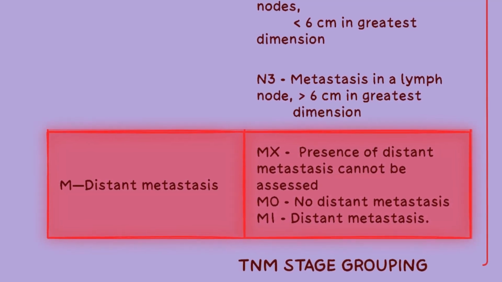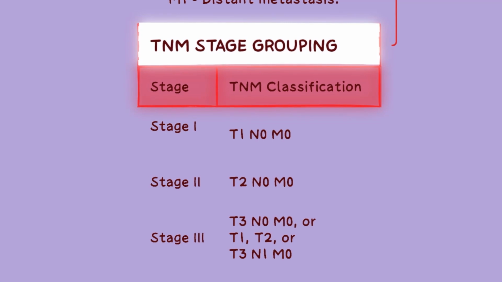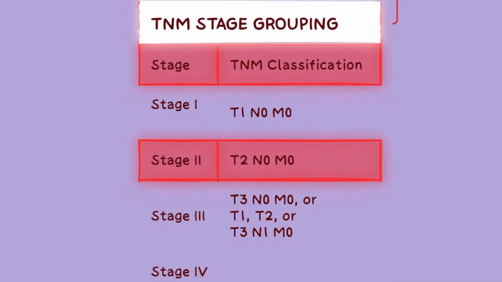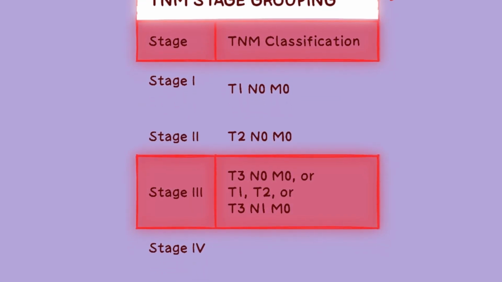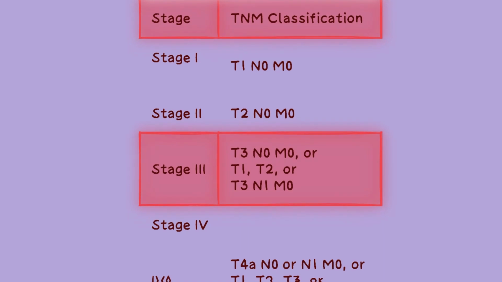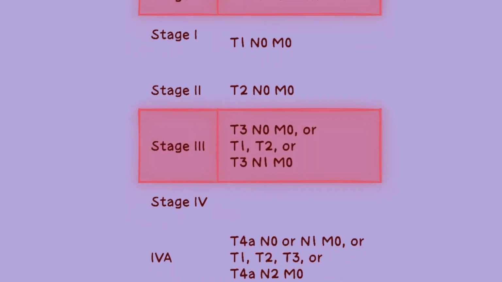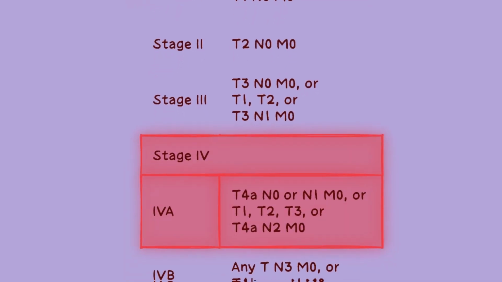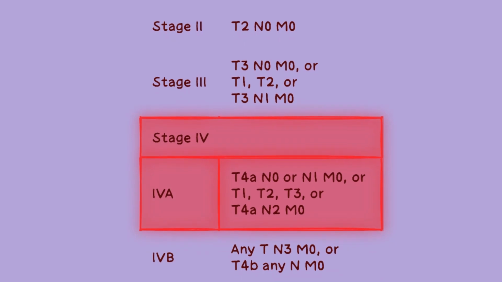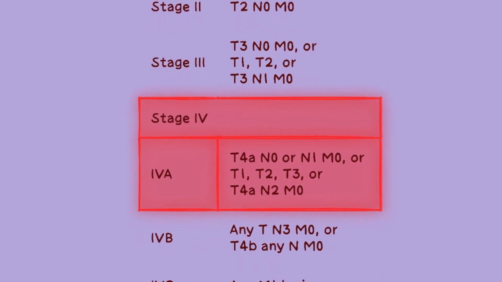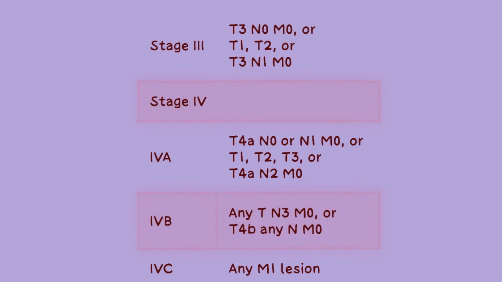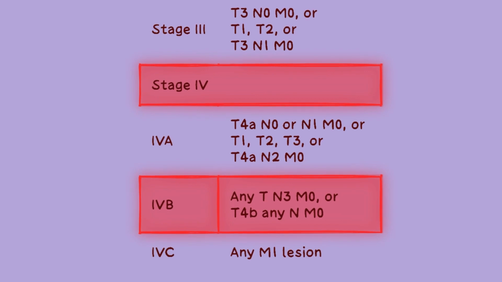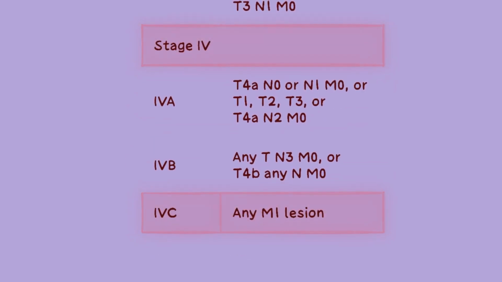On the basis of this classification, TNM stage grouping is done as Stage 1, T1 N0 M0. Stage 2, T2 N0 M0. Stage 3, T3 N0 M0, or T1, T2, or T3 N1 M0. Stage 4A, T4a N0 or N1 M0, or T1, T2, T3, or T4a N2 M0. Stage 4B, any T N3 M0, or T4b any N M0. Stage 4C, any M1 lesion.